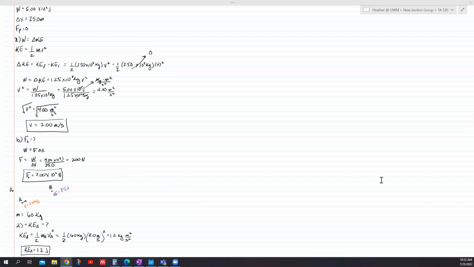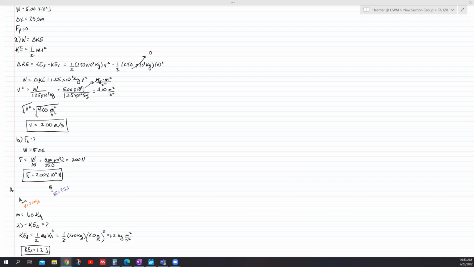All right, fun problem. 16, moving along. 16 says a 0.60 kilogram particle has a speed of 2.0 meters per second at a point A and a kinetic energy of 7.5 joules at point B. What is its kinetic energy at A, its speed at B, and the total work done on the particle as it moves from A to B?